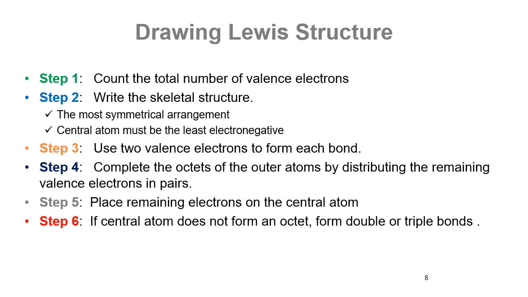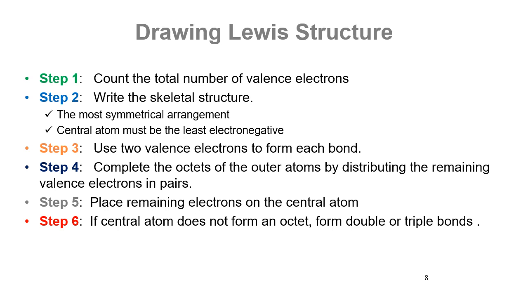These are the steps to be taken when we draw a Lewis structure. Step 1, 2, 3, 4. One is we have to count the total number of valence electrons. The second one, write the skeletal structure. It doesn't matter as long as you draw the most symmetrical arrangement that you can do.